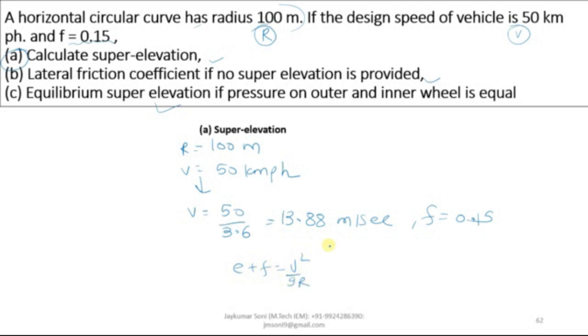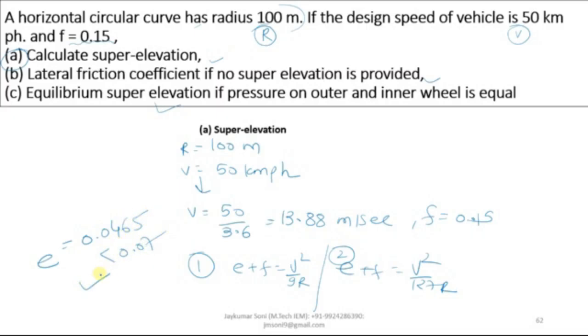You can also calculate the sum with this equation, E plus F is equal to V square by 127R. You can solve the example with any of the equations, and you will get the value of E as 0.0465, which is less than 0.07. So the criteria is fulfilled. Here the super elevation will be 0.0465.